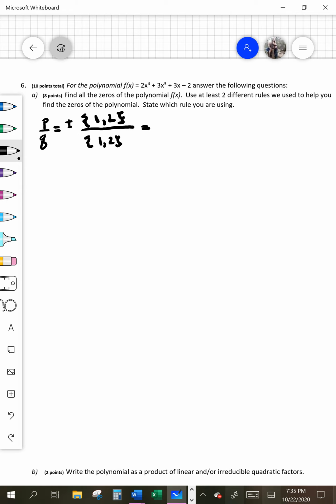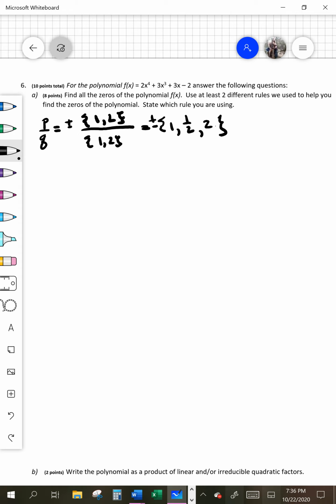And so if we look at 1 divided by 1, we get 1. 1 divided by 2 is a half. We have 2 divided by 1, which is 2. And 2 divided by 2 is also 1. We already have that listed, so we don't need it. And they could be positive or negative. Those will all go in evenly.